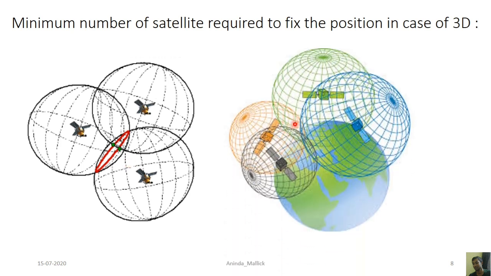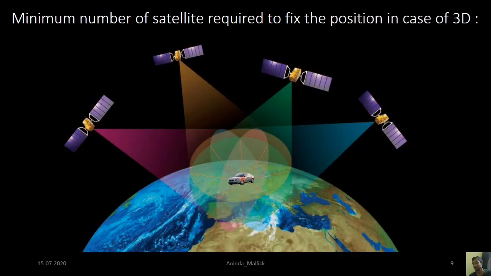So we need a minimum of 4 satellites to determine the exact position of any object anywhere on the surface of the Earth. This image is for visualization purposes. You can visualize this is the Earth and a car is there. So we need a minimum of 4 satellites to fix the position of a vehicle or any object on the surface of the Earth.